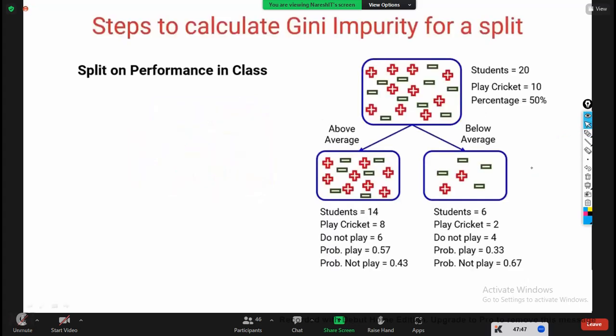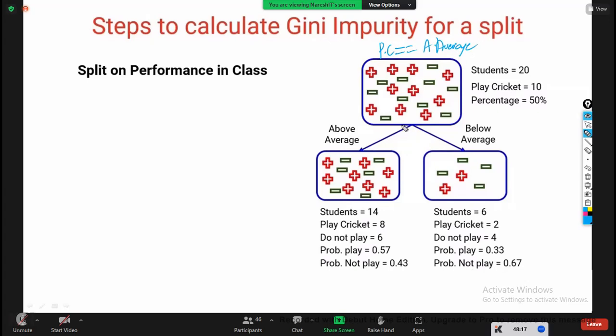Now, first I'm going to calculate the Gini index of the first column. What is the first column? Performance in the class. Now I'm going to write one condition, which is equal to above average, because here I can't use the greater than or less than symbol since it is a discrete variable. For a discrete variable, I have to use the equal to symbol. For performance in the class is equal to above average.